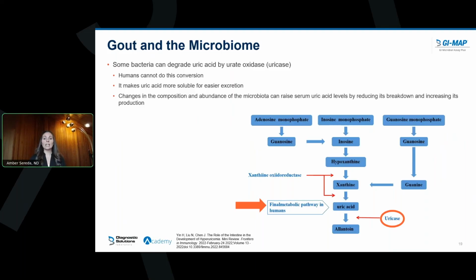So the changes in the composition and abundance of the microbiota can raise serum uric acid levels by reducing its breakdown and increasing its production. So again, these are all potentially modifiable factors that we can work on.